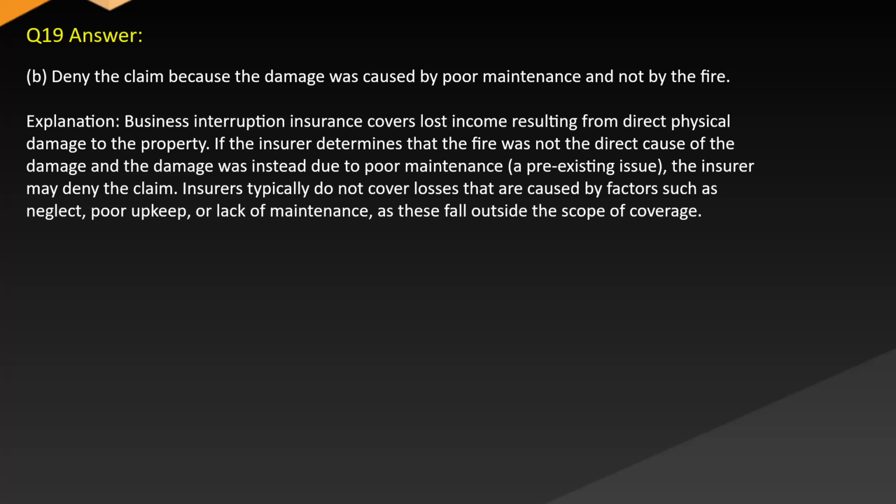Answer: B. Deny the claim because the damage was caused by poor maintenance and not by the fire. Explanation: business interruption insurance covers lost income resulting from direct physical damage to the property. If the insurer determines that the fire was not the direct cause of the damage and the damage was instead due to poor maintenance, a pre-existing issue, the insurer may deny the claim. Insurers typically do not cover losses that are caused by factors such as neglect, poor upkeep, or lack of maintenance, as these fall outside the scope of coverage.